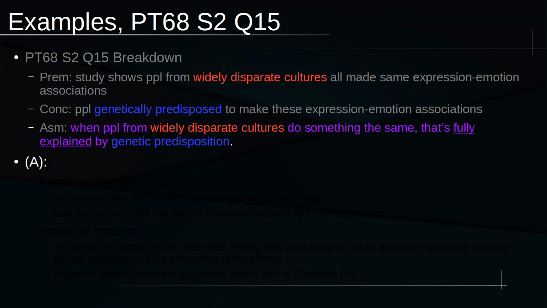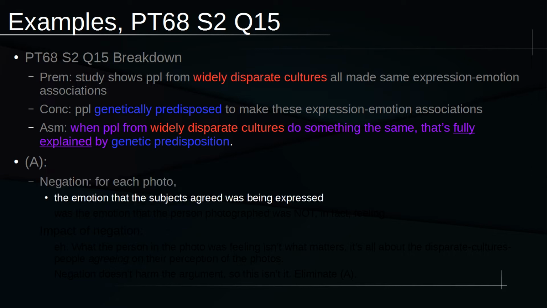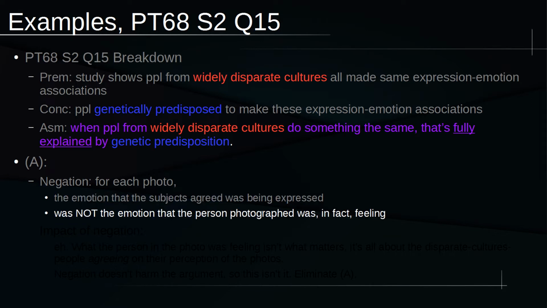Let's look right at A. So we begin our analysis with a negation of A. For each photo, the emotion that the subjects agreed was being expressed in that photo was not the emotion that the person being photographed was in fact feeling at the time. So what the people thought they saw wasn't what the person they were looking at actually felt. Put all together, the negation is that the emotion the subjects thought they were witnessing was not actually the emotion that the photo contained. The person that the emotion was supposedly coming from actually felt something else.